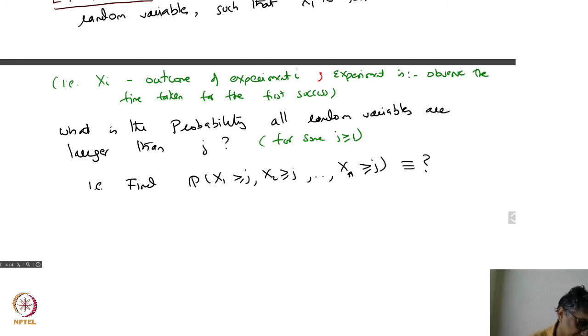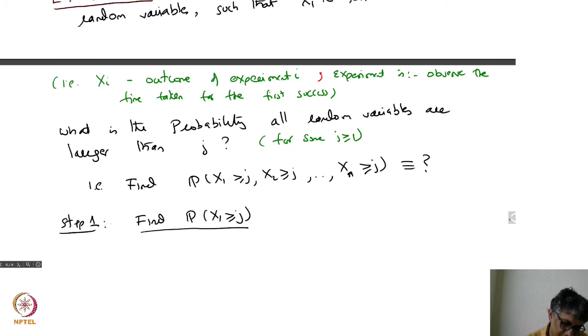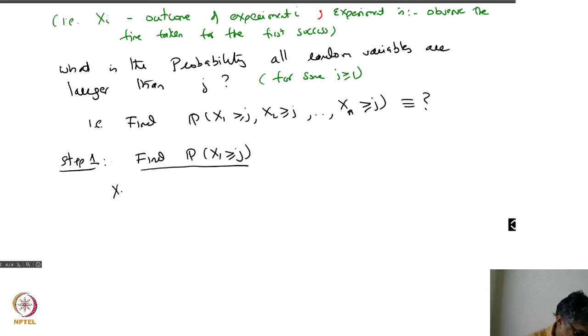So how do you solve such a problem? The first step is you find the chance for one random variable, that X1 is bigger than or equal to j. How do you do that for one random variable? X1 is geometric p, right?